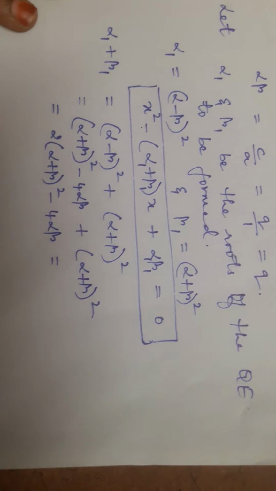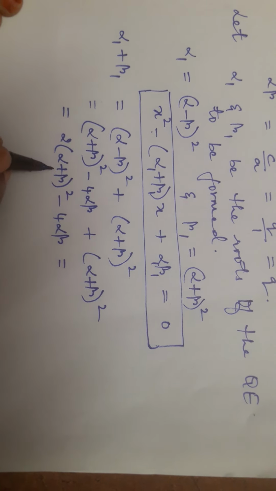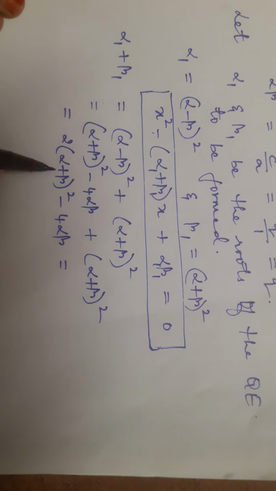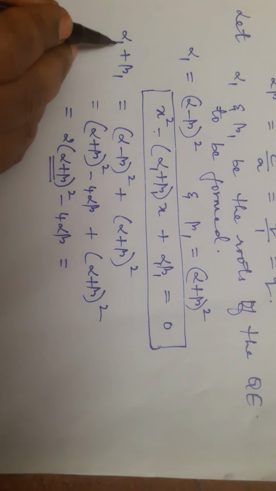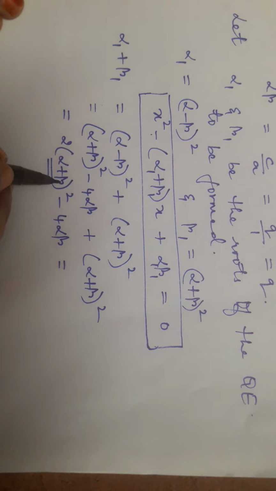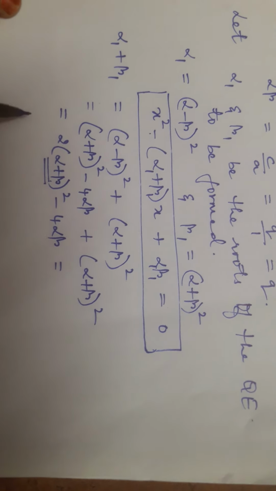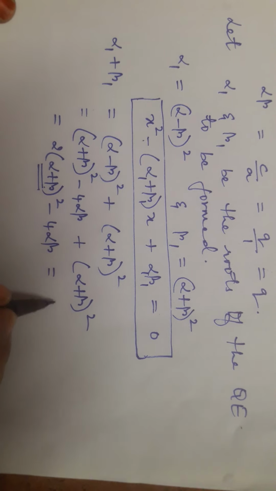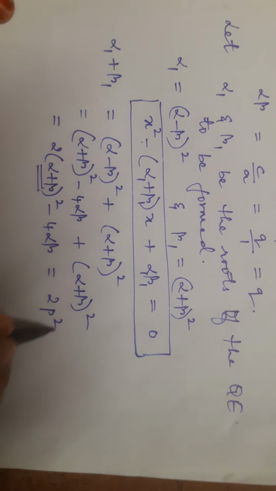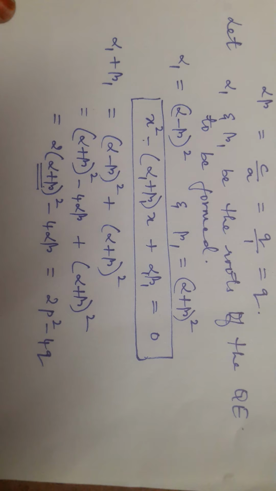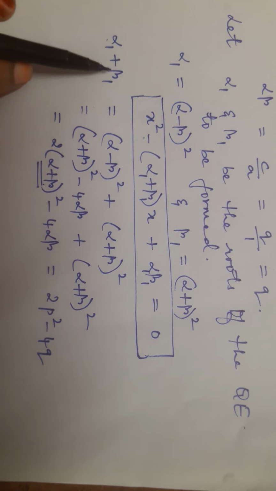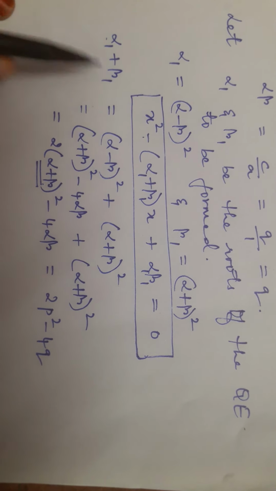I am substituting my values. So 2 into alpha plus beta whole square. Here alpha plus beta is p and alpha into beta is q. So 2p square minus 4q is the sum of the new roots alpha 1 plus beta 1.